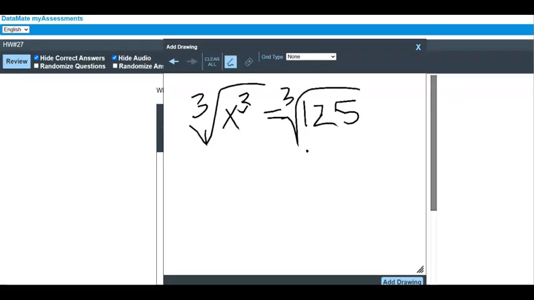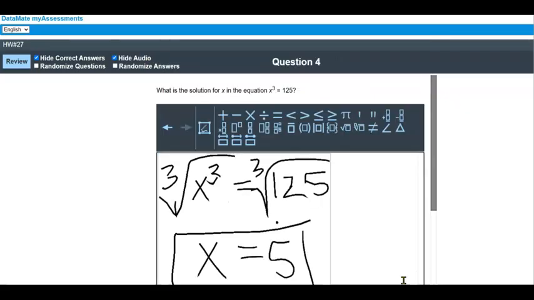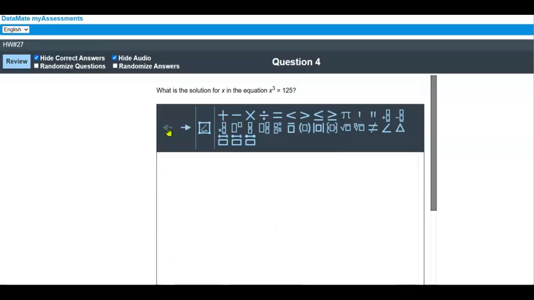And don't forget to show your work on both sides. Then you're going to pick up your calculator and you're going to compute. So this is one way that you can show your work. And when you're ready to insert it, you click Add Drawing. Another way that you could show your work is by using some of these features here when you're typing.